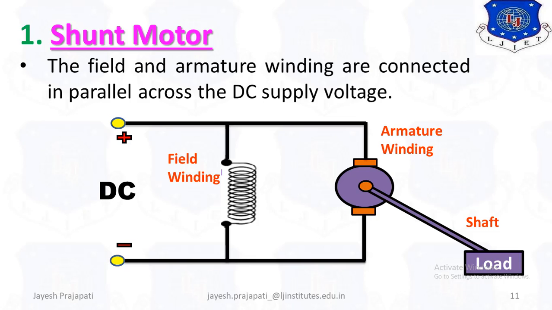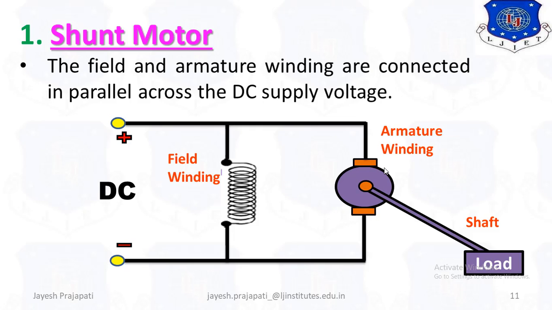Now the resistance of the field winding is always higher than the armature winding. This is because the number of turns of the field winding is more than the number of turns of the armature winding.